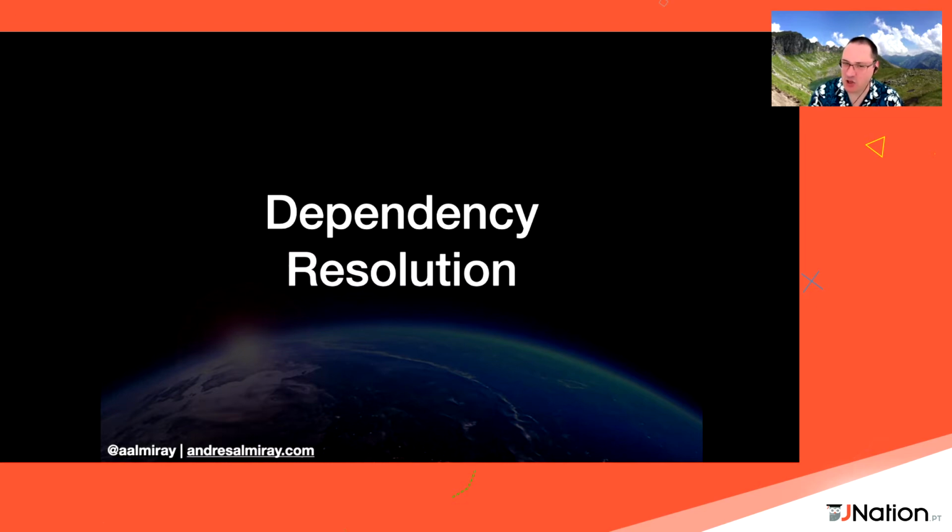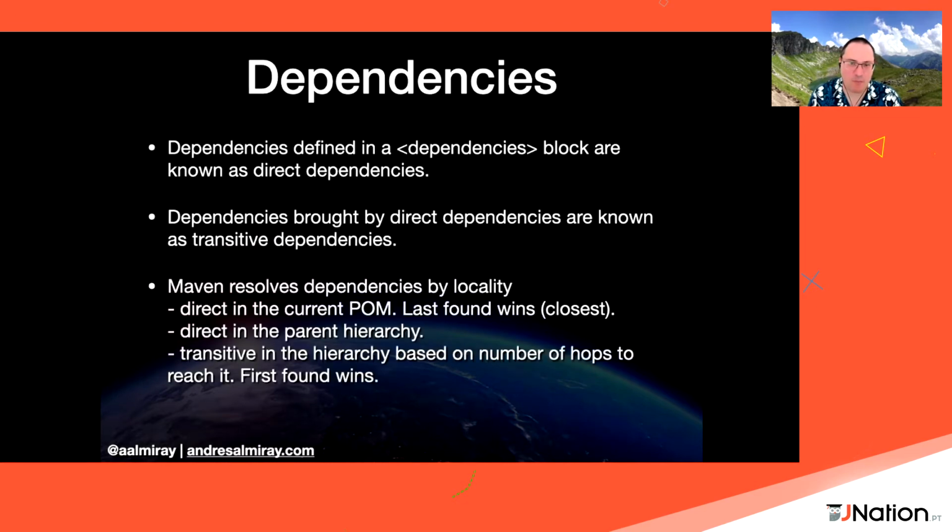But there are some corner cases. Now, we define dependencies inside the dependencies block in your POM file. When you do this, the dependencies that you see explicitly defined in your POM file are known as direct dependencies. But because these dependencies may also be projects that have been published with Maven, they also have their POM files, which means they could also have additional dependencies. They can bring those additional dependencies to your project. So those second level or nth level dependencies are known as transitive dependencies.